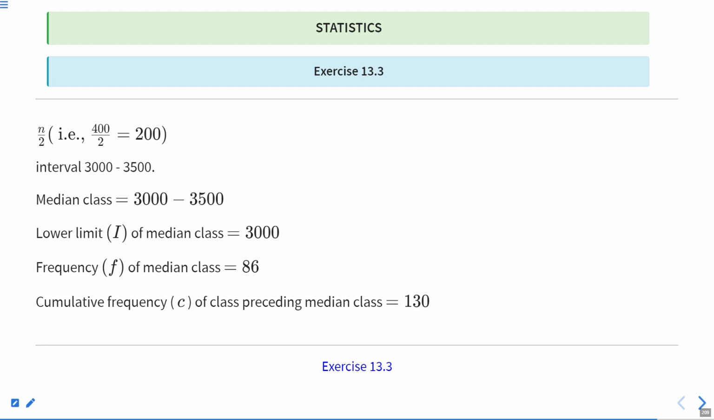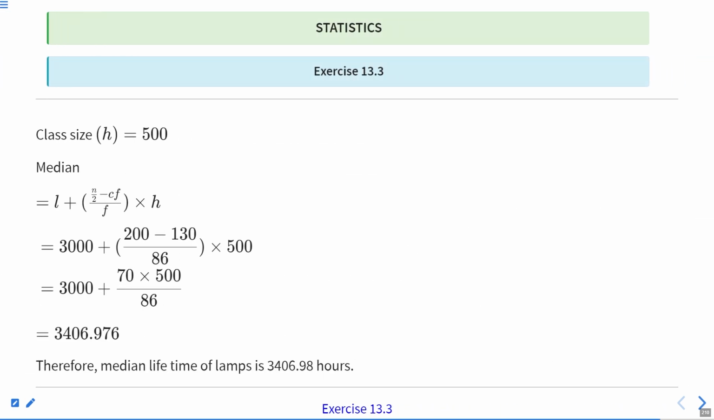And now cumulative frequency cf of class preceding median class, that is 130. Okay, and class size h is equal to 500. And now we know the formula of our median. So median is equal to l plus (n by 2 minus cf) by f times h. Now we know the values of l, n, cf, f and h.